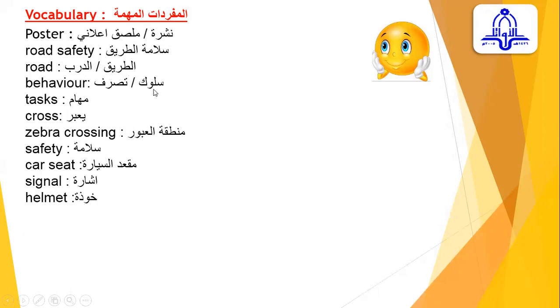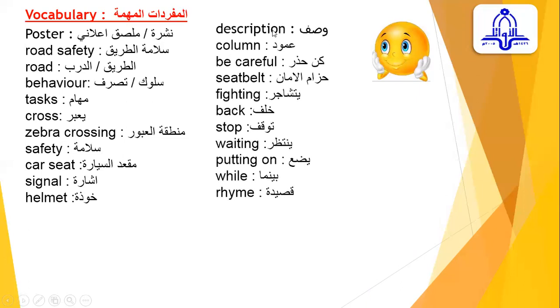Behavior, behavior means سلوك أو تصرف. Tasks, مهام. Cross, it's a verb, معنى يعبر. Zebra crossing, only cross verb. Zebra crossing, ضفنا ing صارت منطقة العبور المخططة. Safety, سلامة. Car seat, مقعد السيارة. We have signal, وتعني إشارة. Helmet, خوذة. Also, we have description, يعني وصف, description.